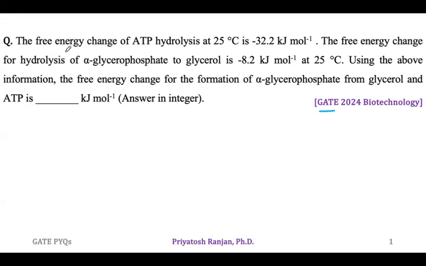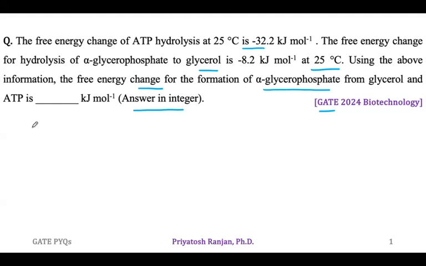The question says, the free energy change of ATP hydrolysis at 25 degrees Celsius is minus 32.2 kilojoule per mole. The free energy change for hydrolysis of alpha-glycerophosphate to glycerol is minus 8.2 kilojoule per mole at 25 degrees Celsius. Using the above information, we need to calculate the free energy change for the formation of alpha-glycerophosphate from glycerol and ATP, and we need to report our answer in integer.